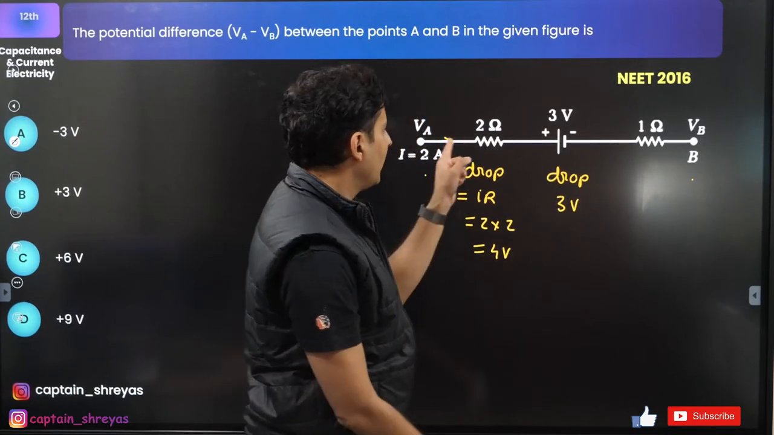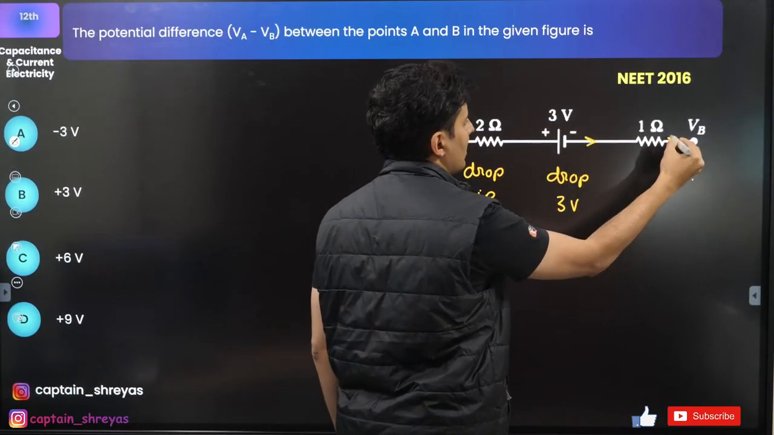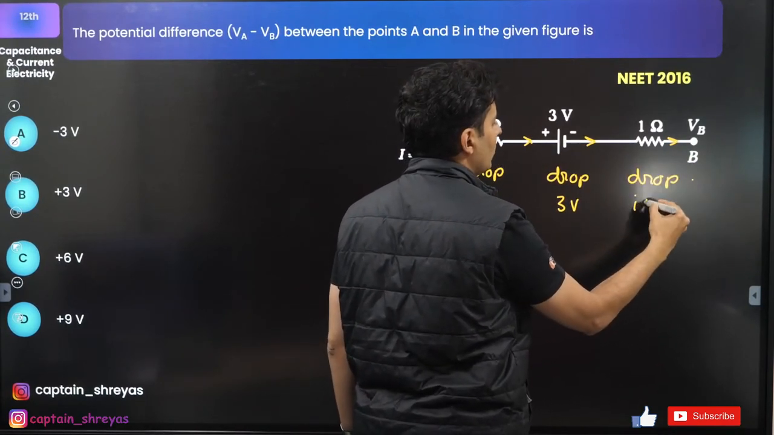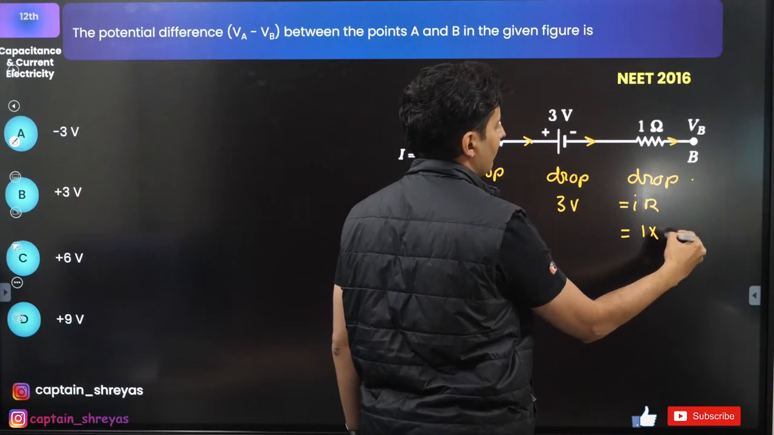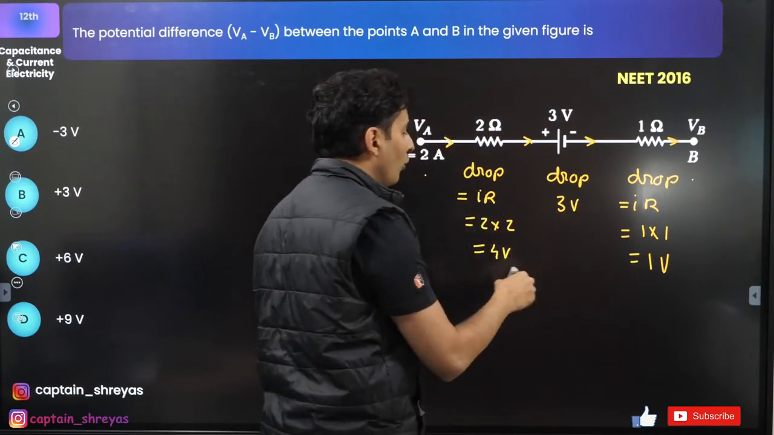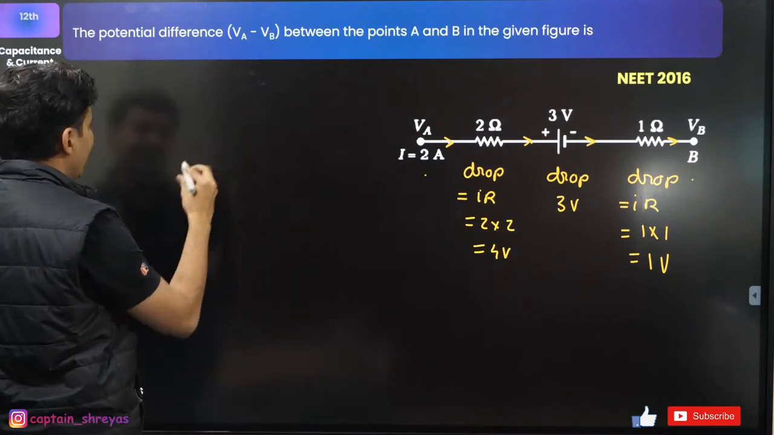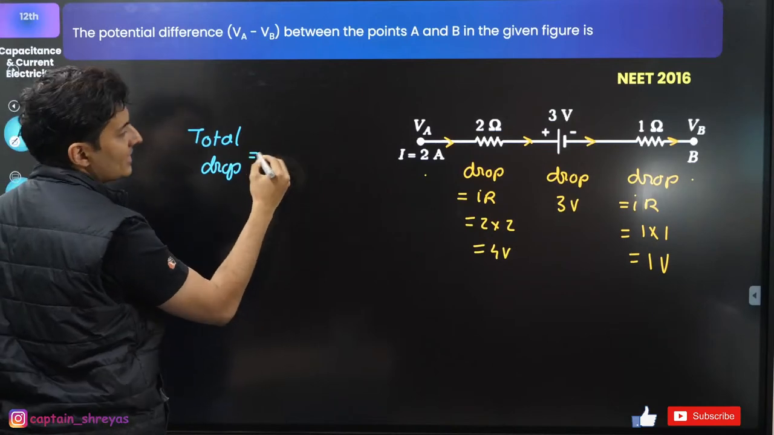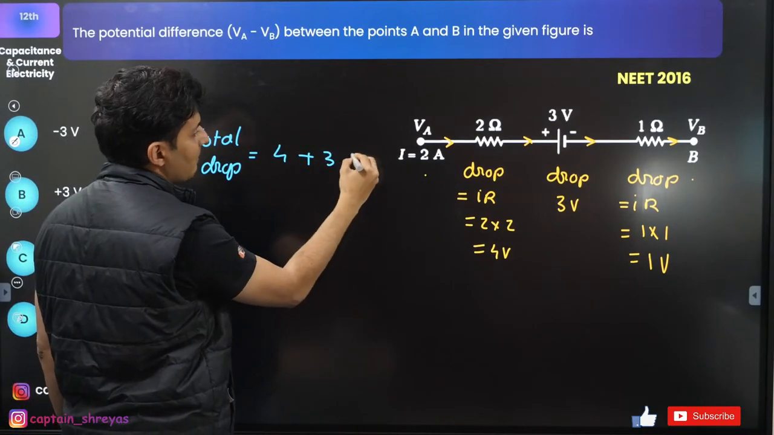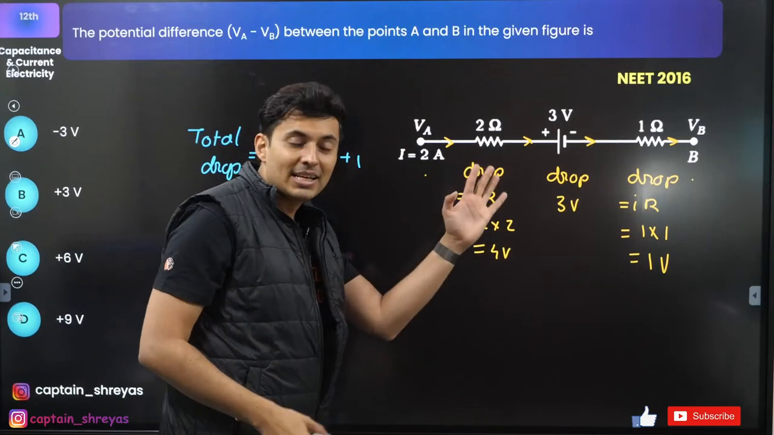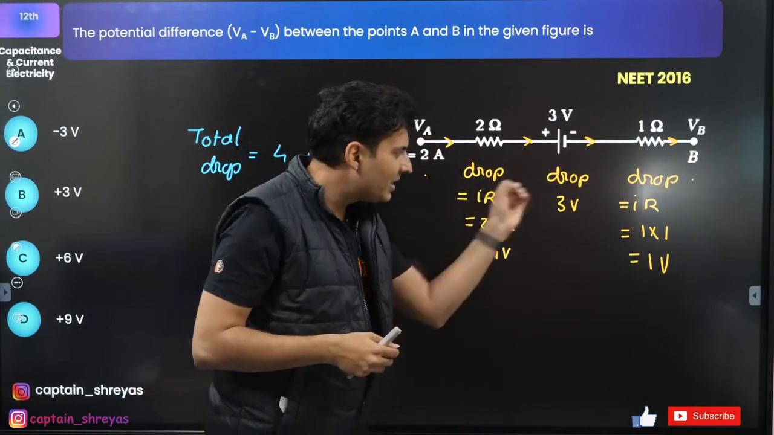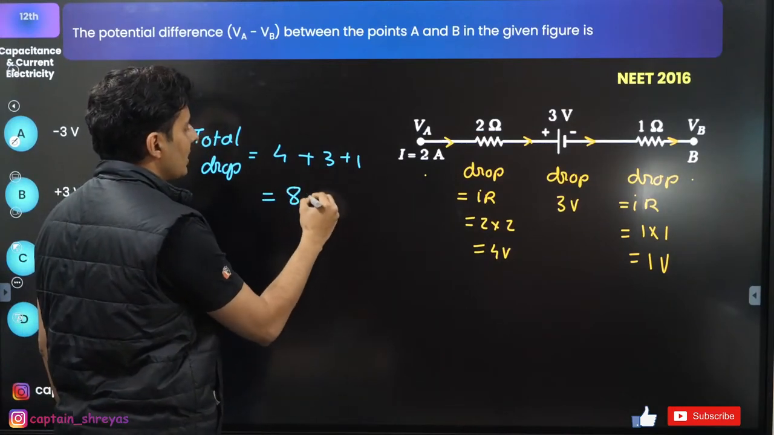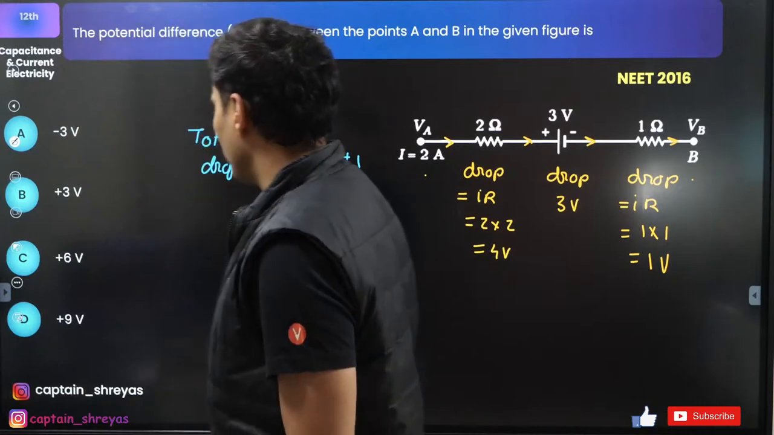Okay. Again the same current will flow, right? The same current, it's in series. How much will be the drop again? It will be I into R. What is current? 1. What is R? 1. So it is basically 1 volt. So 4 volts, 3 volts and 1 volt. So guys, what is the total drop of the voltage across the entire thing? 4 plus 3 plus 1. If 1 was drop, 1 was increase, then I'll put plus minus. Here everything is dropping, so just add the drops, that's all. Cumulative effect. So it is going to be 8 volts.